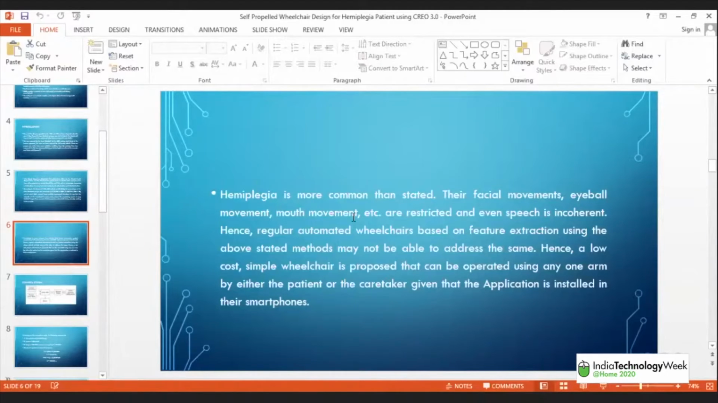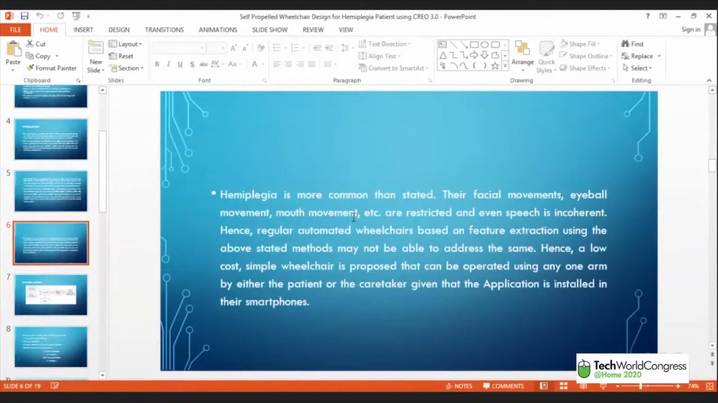Remember, it's quite possible that the arm that is available for usage may not be the right one. For a right-handed person, it could be the left arm that is available. That is what I want to convey, right? So the person will not be able to exert too much force because it is the other hand available, right? Either the patient or the caretaker, both can have operation over it.